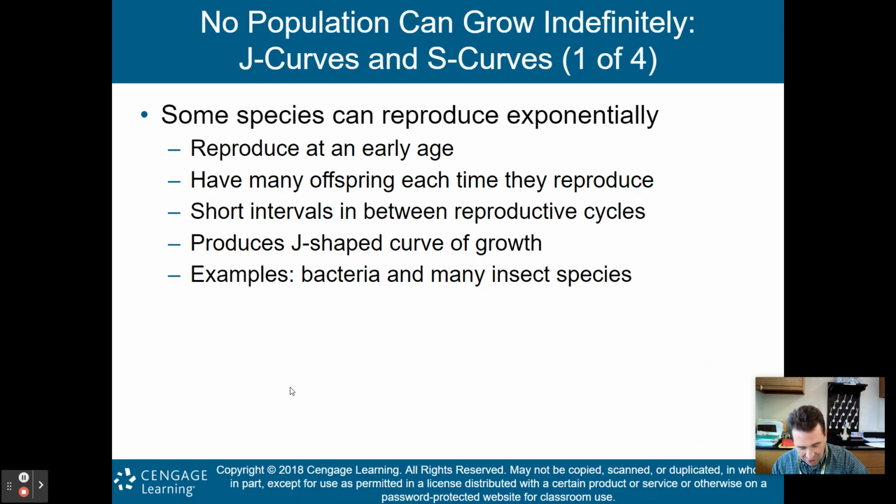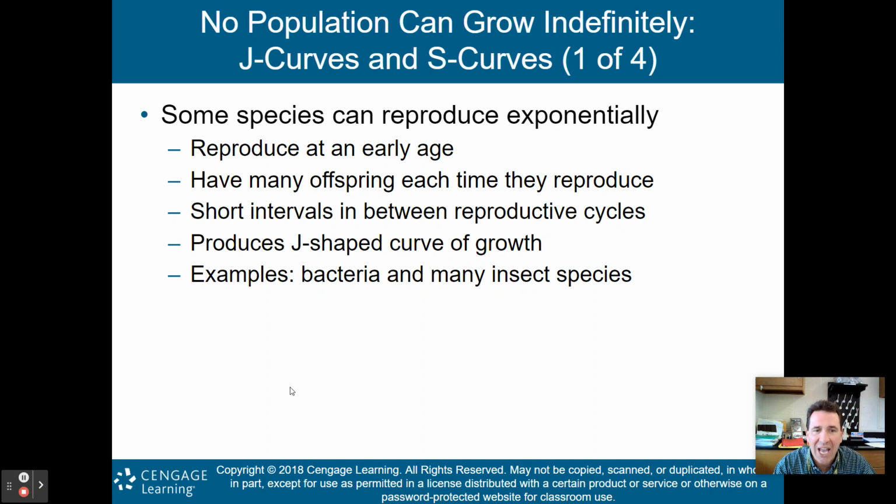So we also have to talk now about something called J curves and S curves. No population can grow indefinitely, but you're going to have some species that reproduce much faster than others. Some species can reproduce exponentially. They reproduce at an early age. They have many offspring each time they reproduce. There are short intervals in between reproductive cycles.